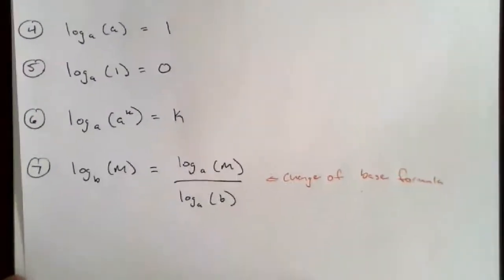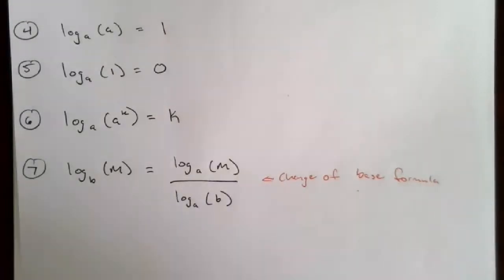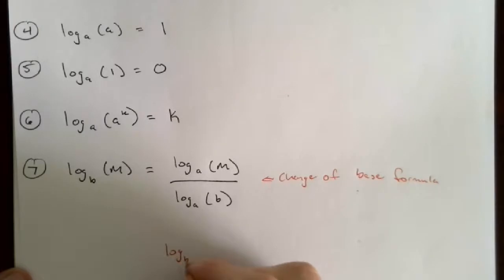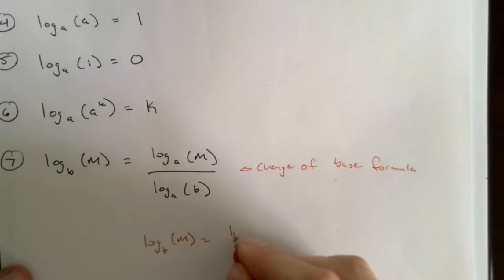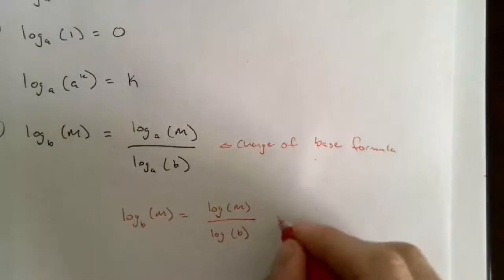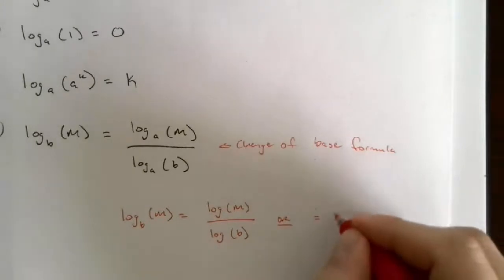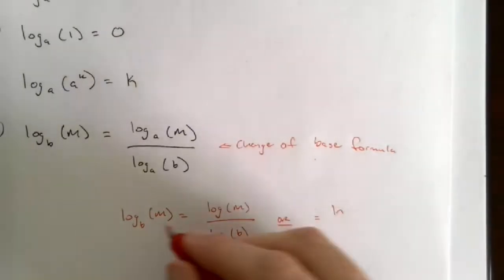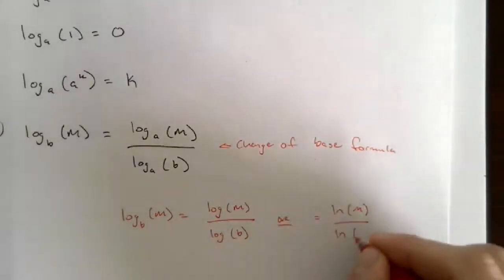And most often you'll see it using the buttons that you can use for logs on your calculators, which is log base 10 or log base e. So another way you might want to write this, if I have log base b of m, it's equal to the log, which means base 10, of the argument, over the log base 10 of the base b. Or if you wanted to do it with natural log, this is equal to the natural log of m over the natural log of the base b.